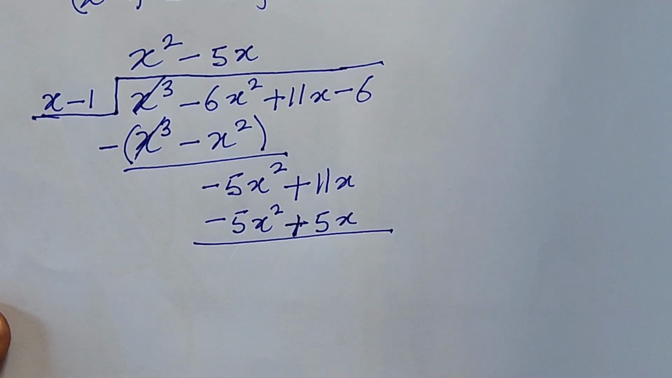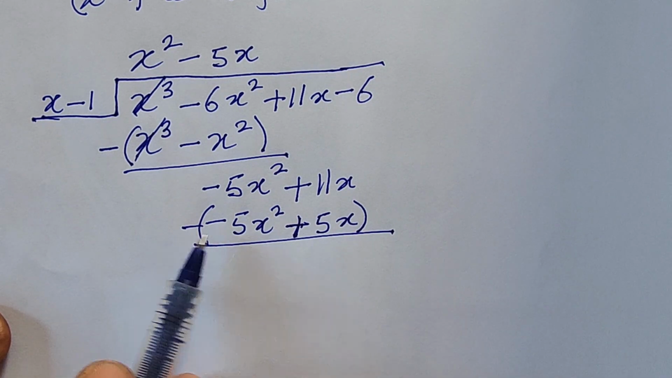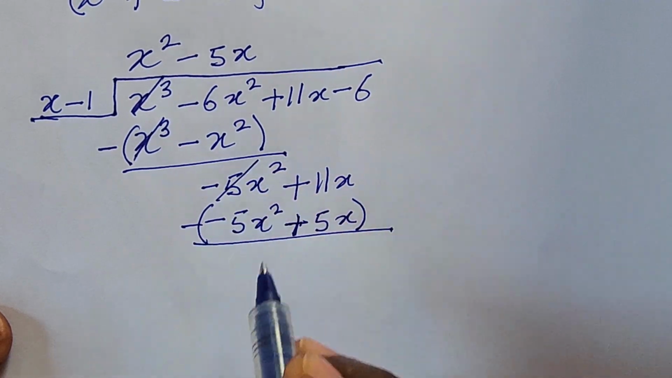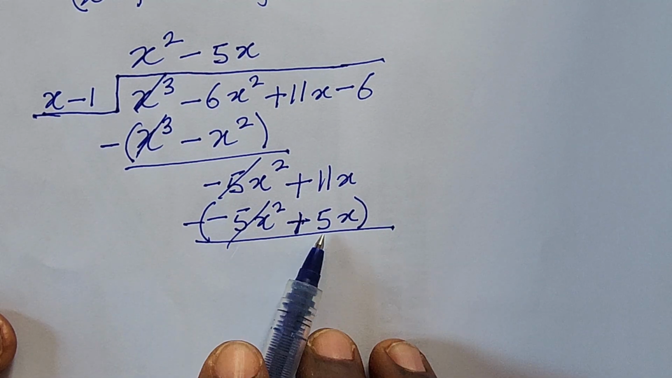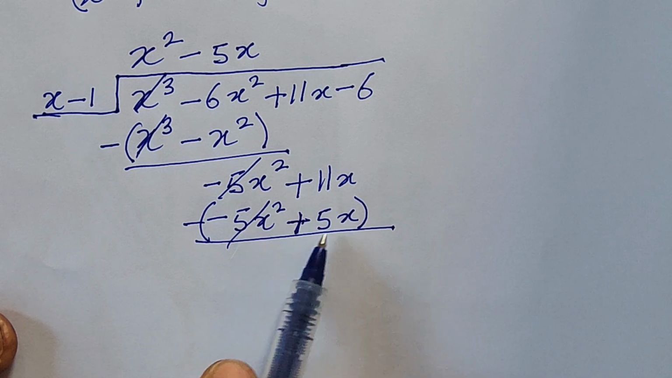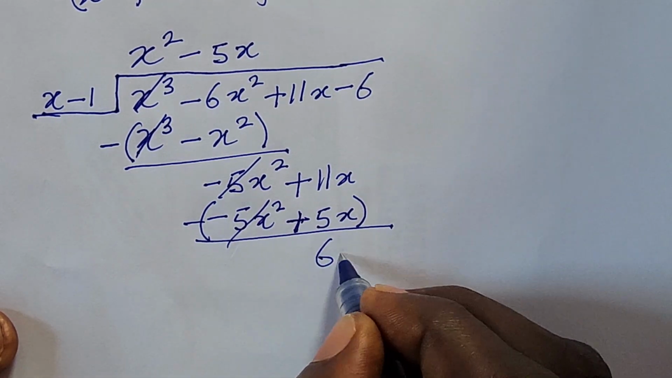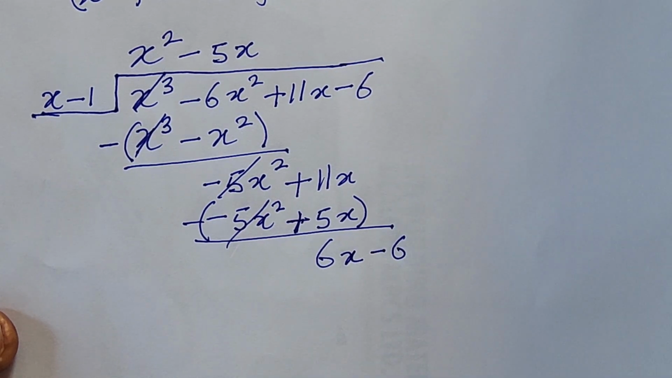Again, we rule off and subtract. So minus times minus gives us plus. So minus 5x plus 5x leaves the system. So here it's going to give us minus, and here plus 11x minus 5x will give us 6x. Bring the last term down here, so we have here minus 6.